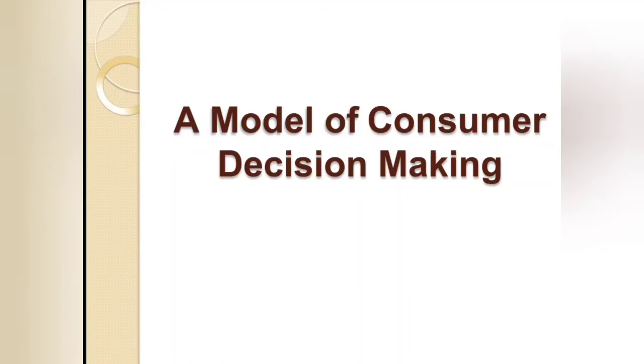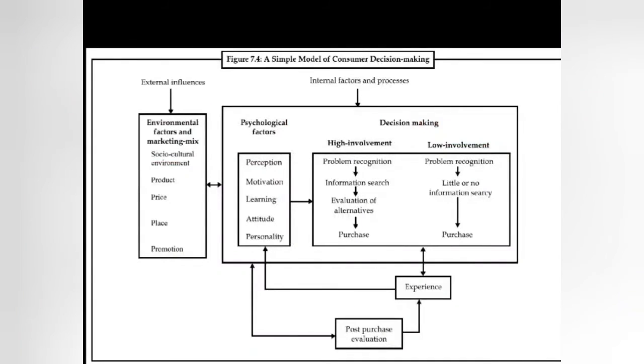Lastly, we discuss a model of consumer decision making. Here in the diagram we find a simple model of consumer decision making. It involves external influences and also internal factors and processes. Now what are the external influences? Environmental factors and the marketing mix, such as the social and cultural environment, product, price, place, promotion. These factors are not in the hands of the consumer. That is why they are known as external influences.